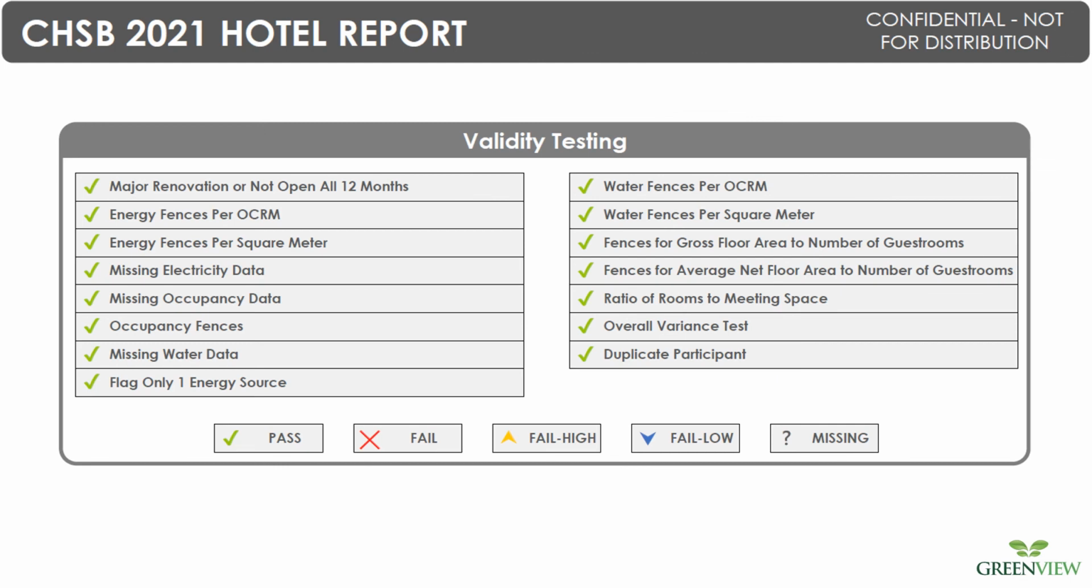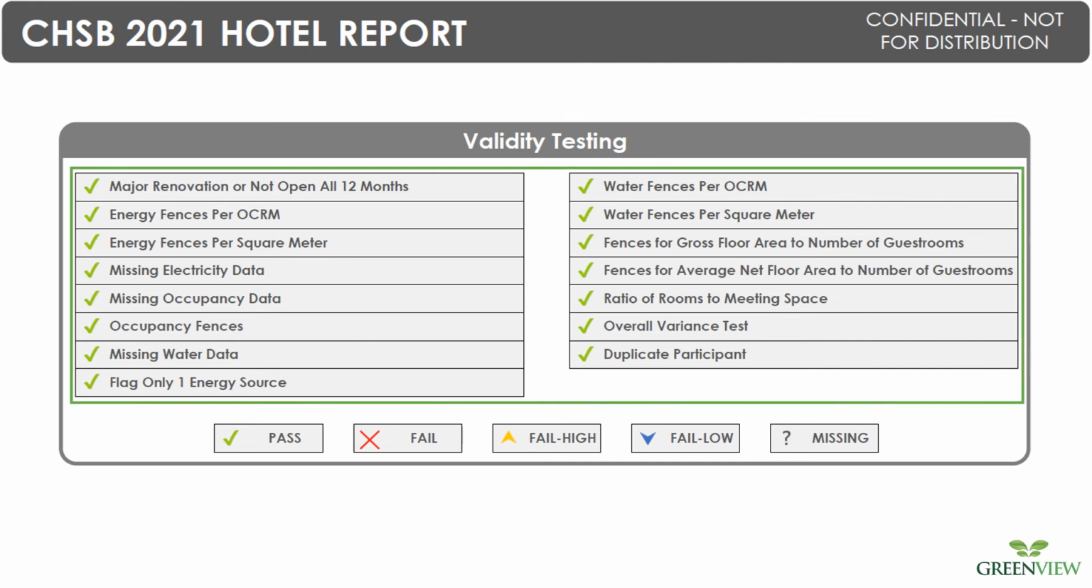The next section is validity testing. Validity testing is a series of tests that were performed on the datasets submitted to identify and address data integrity issues in order to improve reporting and accuracy. A total of 15 tests are undertaken for each property's data. If the data fails a particular test, then benchmarks for the area or areas failed are not provided. In addition, we identify missing data, which also means that benchmarks are not provided.